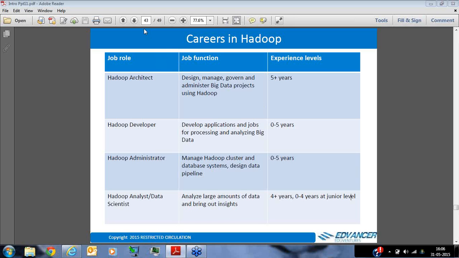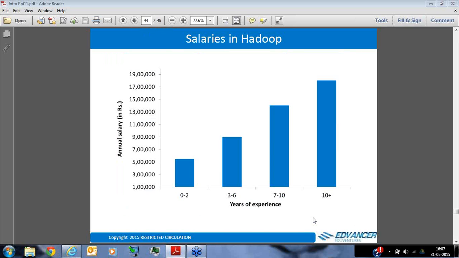Karthik, again, you're asking what is the average salary for Hadoop resources in India? So the slide in front of you, Karthik, will answer your question.